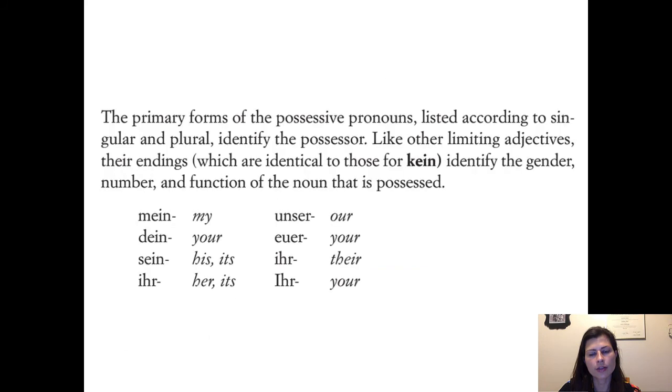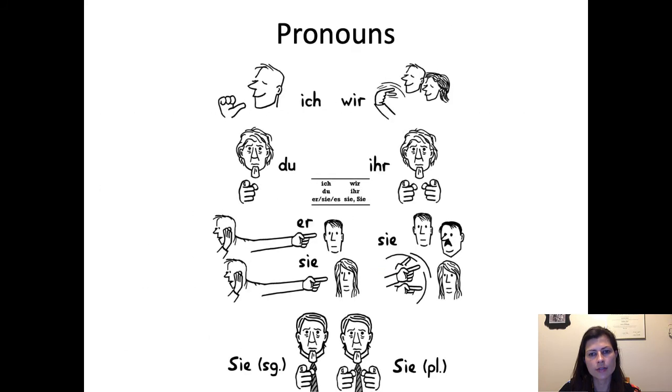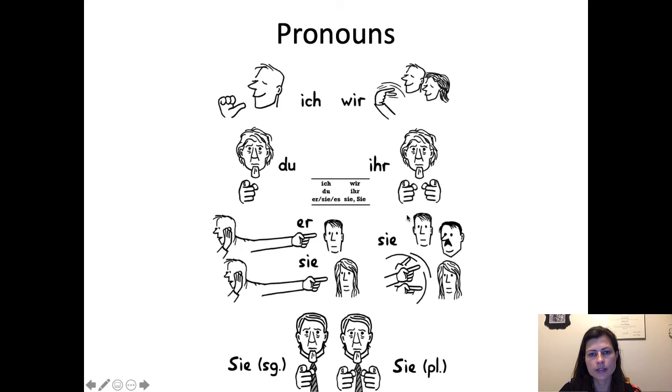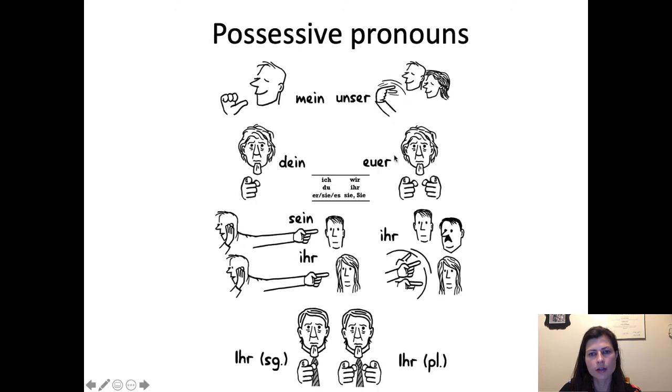So the tricky thing here is that you have to notice that there is some overlap. Look at the regular pronouns. This is just I, you, he, she, it. So ihr means y'all, you guys. But then in the possessive pronouns, ihr means either her or their. So this is a very different situation. Ihr meaning y'all versus ihr meaning belonging to her or belonging to them. So just note that.